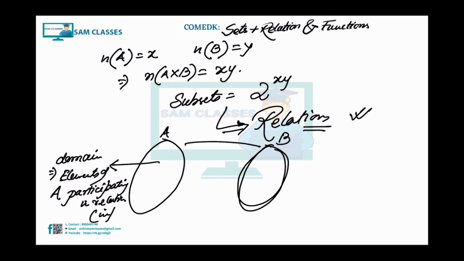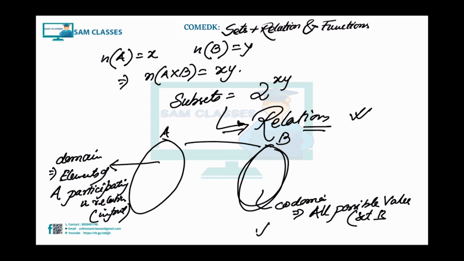Or the input ones. Whatever we are putting as the input. Now what is the codomain? Codomain is basically all possible values, that is B set. All possible values, or you can say the full set B. Now what is range, friends? The ones which we are getting as output.